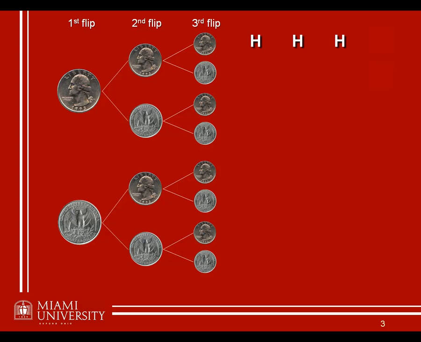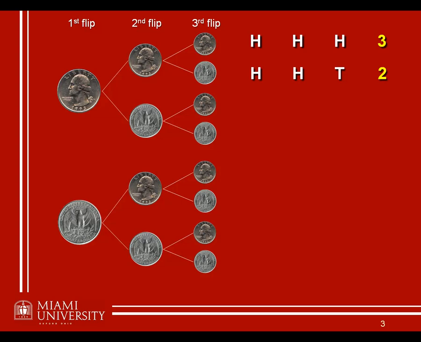Well, in this situation, what have we got? Heads, and then heads, and then heads again. In the second situation, we have heads, and then tails. And so we can look at, okay, in the first situation, I flipped a total of three heads. And in the second situation, I flipped a total of two heads.